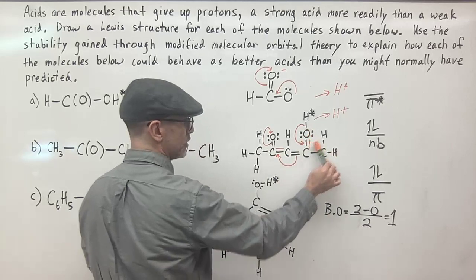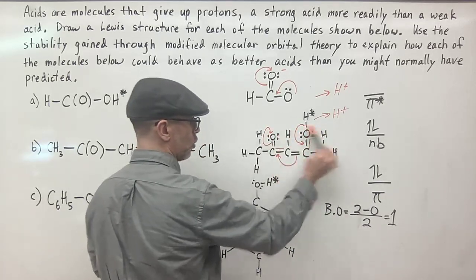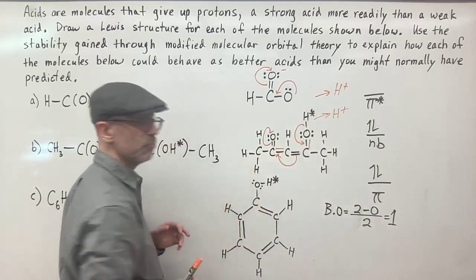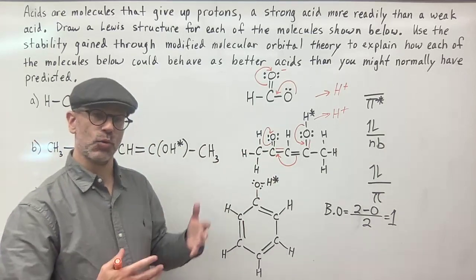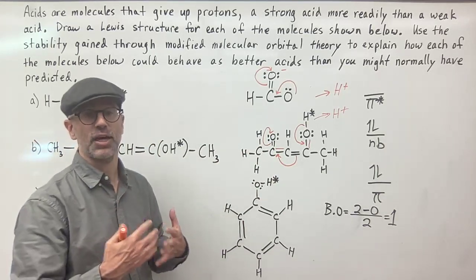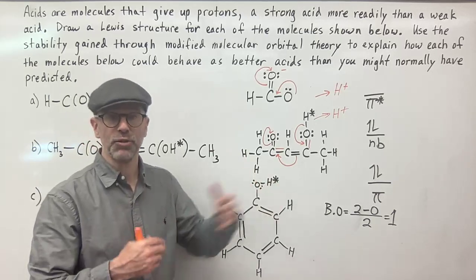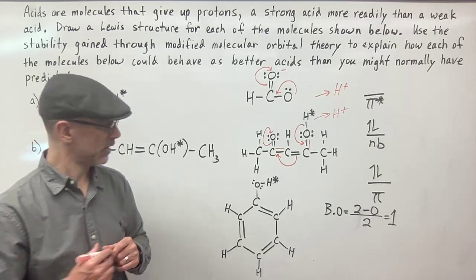And so that's going to stabilize the negative here or here. So this anion is more stable once it loses its hydrogen than you would expect. And it's the stability of the anion that allows it to more easily give off the proton. So it becomes a stronger acid than you would expect.